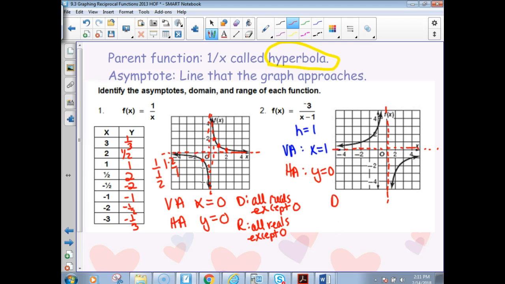So the domain here is all reals except 1. And the range, all reals except 0. Heard a lot of people getting out highlighters, which is just fine. Okay, can I go now? No, wait a second.